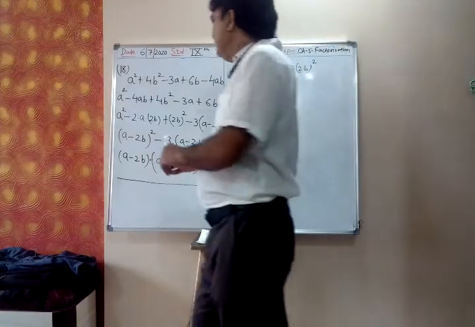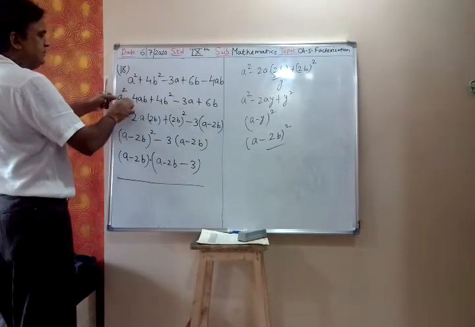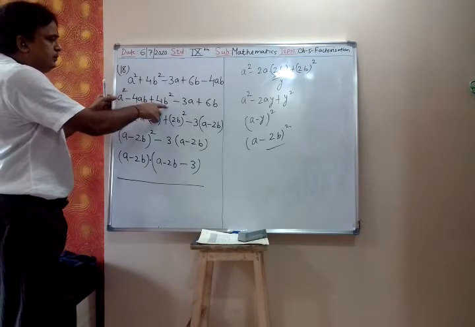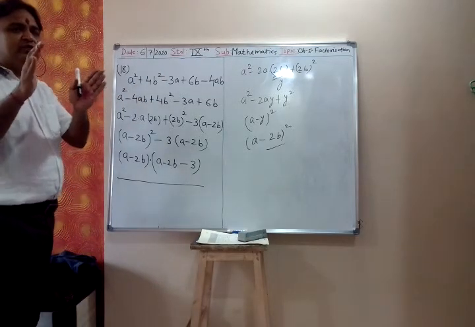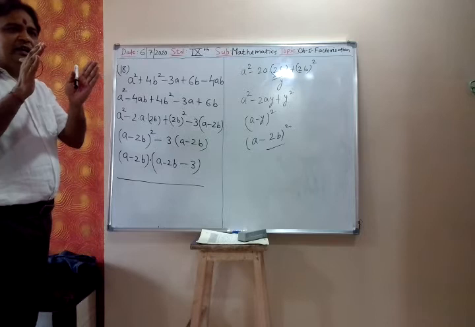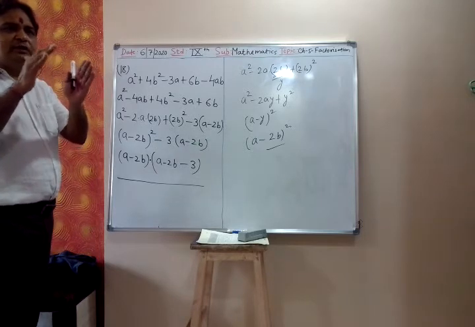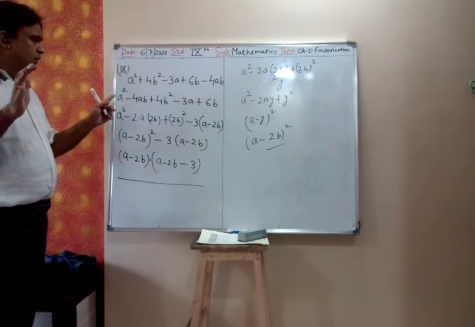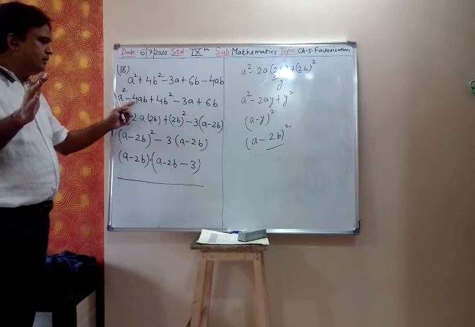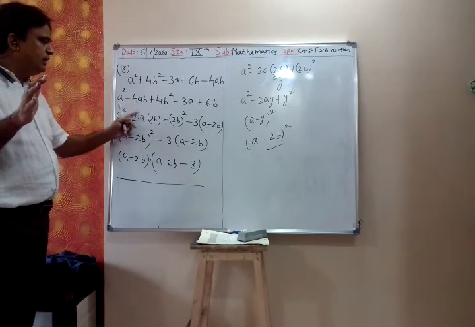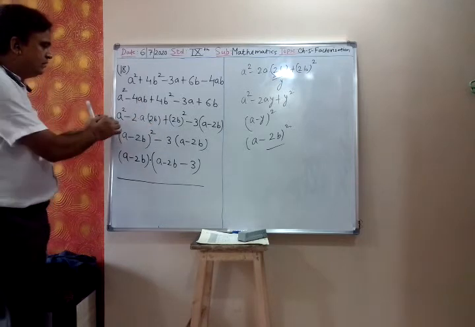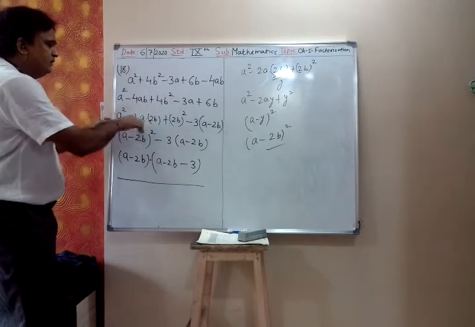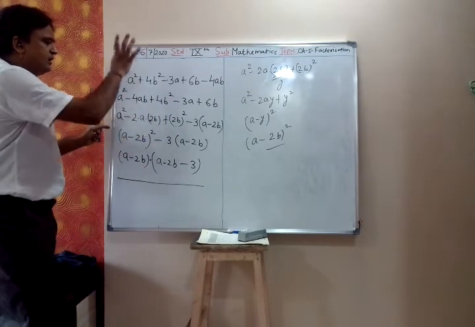Why I have taken this: 4b square, a square minus 4ab plus 4b square. Wherever you have a square, ab and b square, I will convert that in the form of a square plus 2ab plus b square or a square minus 2ab plus b square. There I have minus. So a square minus, this is the middle term, so 4 I will write as 2 into a into 2b plus 2b whole square, so that it becomes a square minus 2ab plus b square, which I can write further as a minus b whole square.